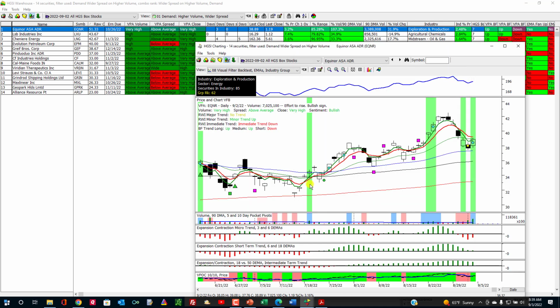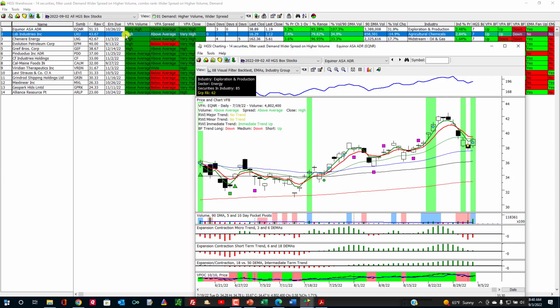And whenever a green bar appears, that means that there was one of these demand flags. It was above average, but the spread was below average, but the close was very high. And you can see that there was demand there. There was demand here. Here it's above average, and high. And from here, this stock took off.